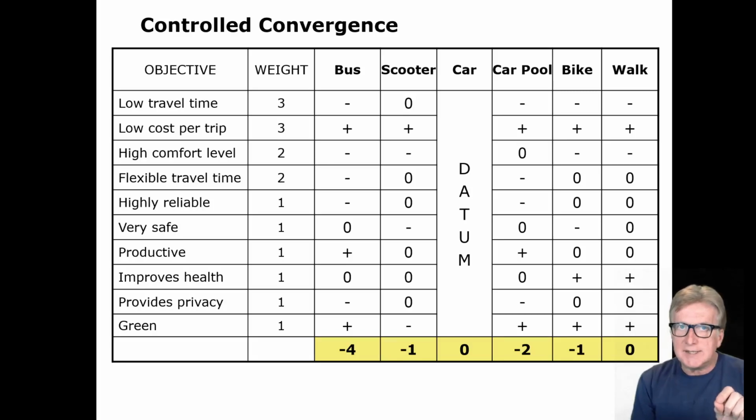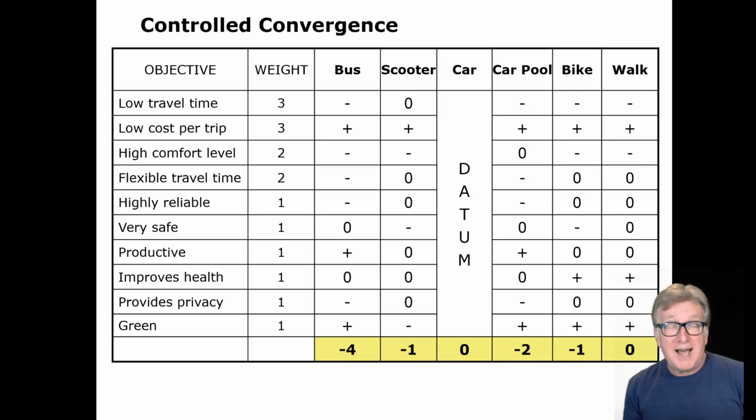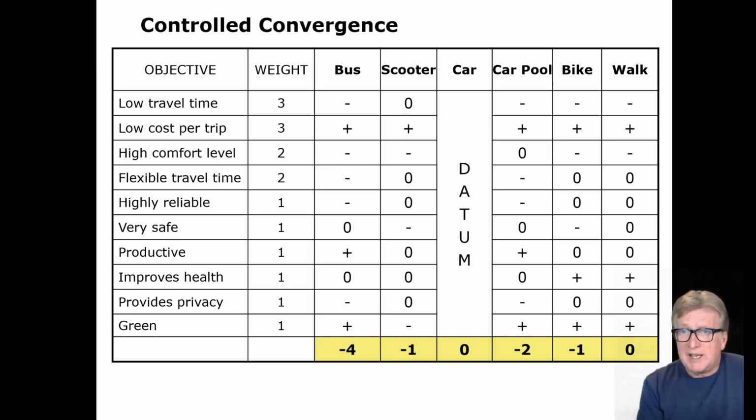If it is equal to, I'm just going to call it a 0. If it is worse than, I'm going to give it a minus, essentially a -1. And if it's better than, I'm going to give it a positive. I don't need to worry about how big of a positive because I'm going to do the big with the weighting. So then you end up multiplying. So let's just say bus for low travel time is actually -1. So that's going to get a -3. Low cost per trip is going to get a +3, so that's going to cancel each other out.